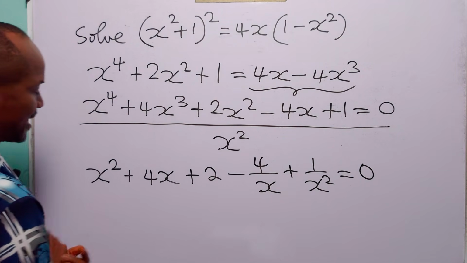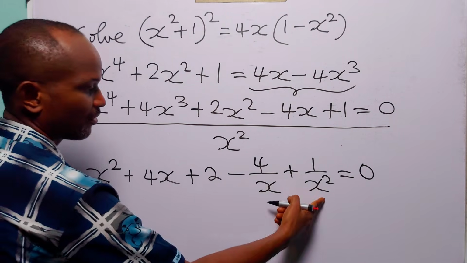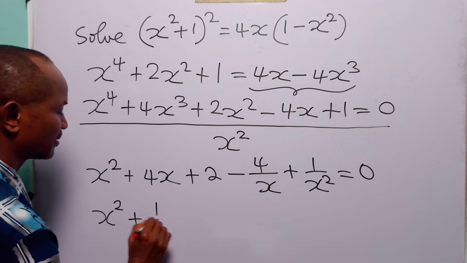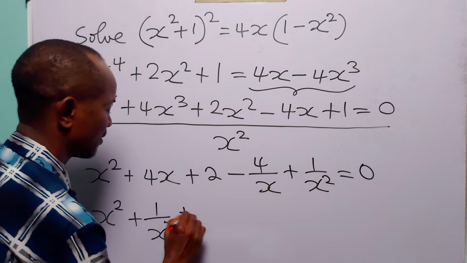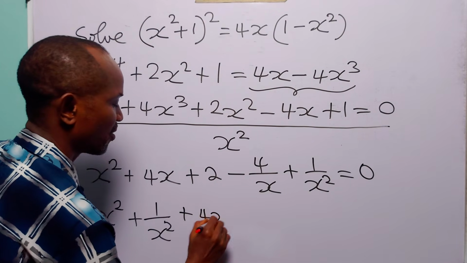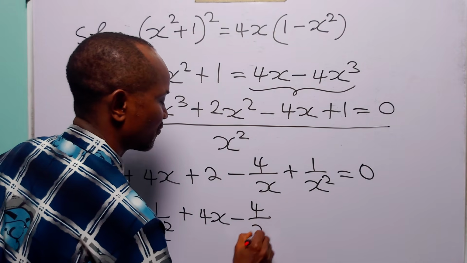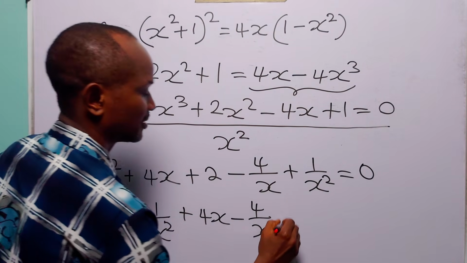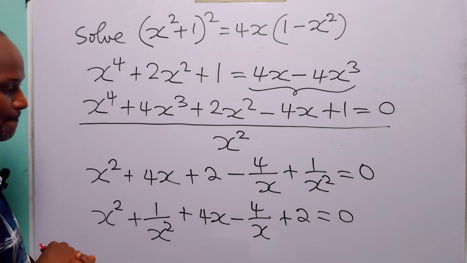Now let us collect like terms. We have x squared plus 1 over x squared plus 4x minus 4 over x, and finally plus 2, and this is equal to 0.